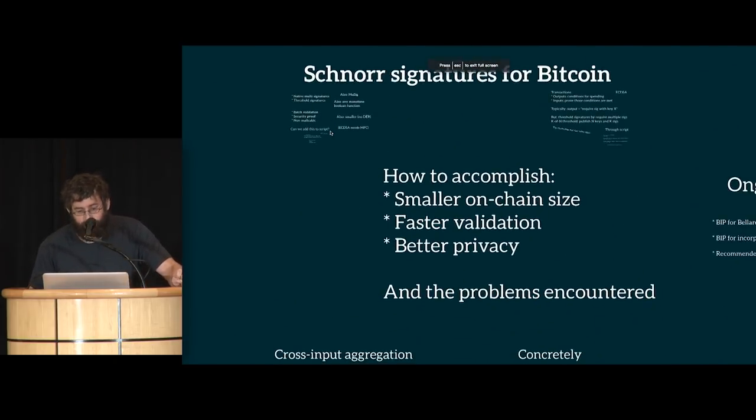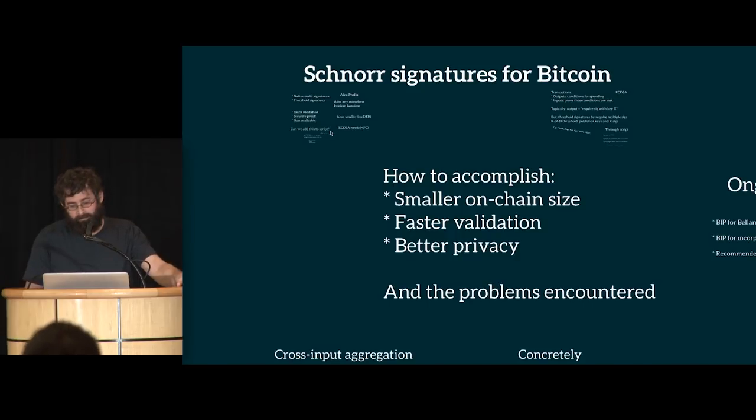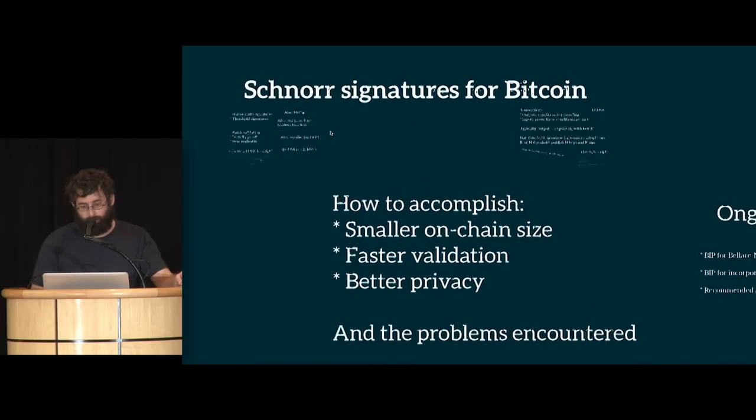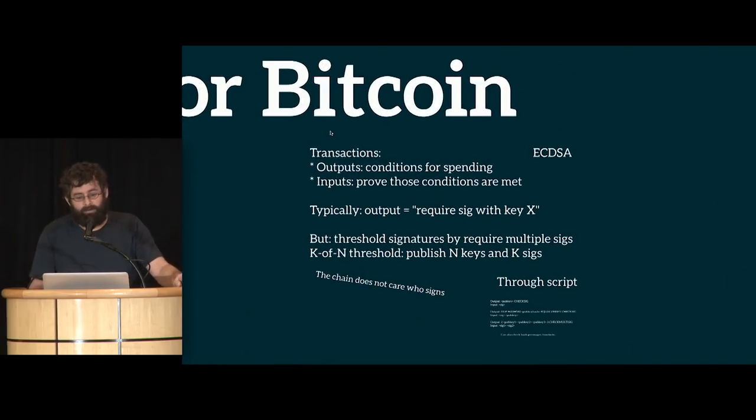Okay, so Schnorr signatures have been talked about for a while, and the usual mentioned advantages of this approach are we can decrease the on-chain size of transactions in Bitcoin, we can speed up validation, so reduce the computational costs, there are privacy improvements that can be made. So I will be talking about those and the problems we've encountered. So for starters, let's talk very briefly about Bitcoin itself.